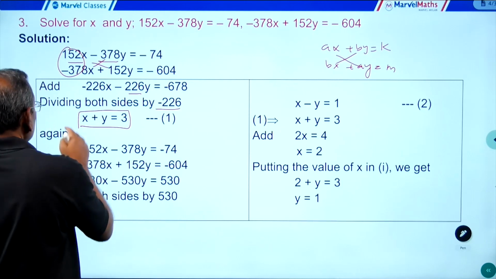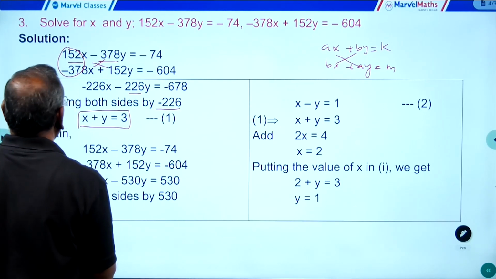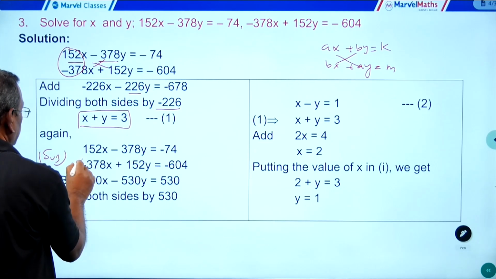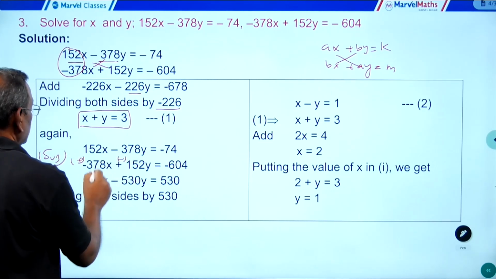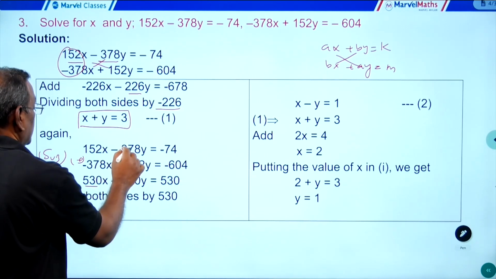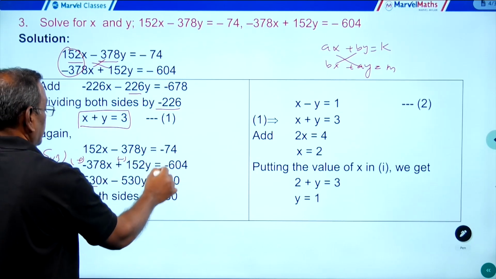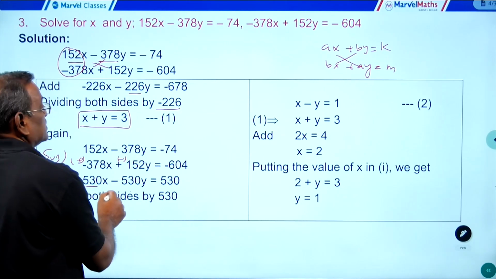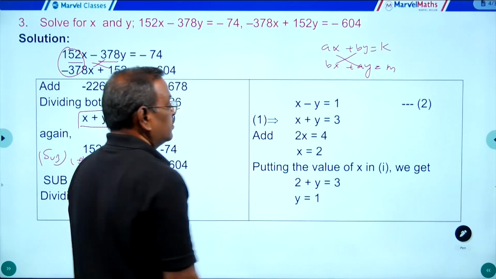Next, if I subtract, this becomes plus and this is minus. So 152 plus 378 equal to 530, minus 530 equal to 530. So divide by 530, the second linear equation is x minus y equal to 1.